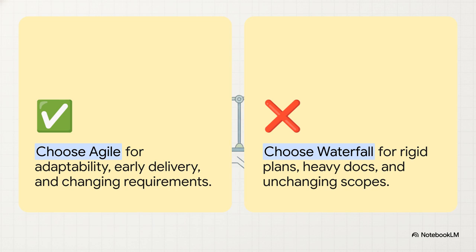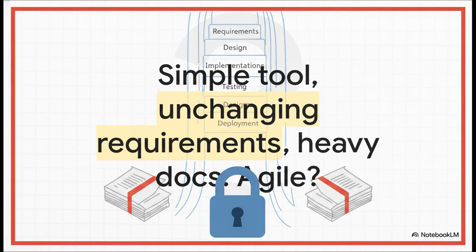Now, I know you guys want to make it harder. You want to prep for those tricky scenarios where two models seem totally correct, but only one is actually best, right? Well, let's step up the difficulty. Practice question 1. A client wants a simple software tool, requirements won't change, and they want a massive upfront design document. The trap here is the phrase, simple tool, which might immediately make you think of a quick, snappy, agile sprint. But look closer. The client literally demands a massive upfront design document and guarantees the requirements won't change.